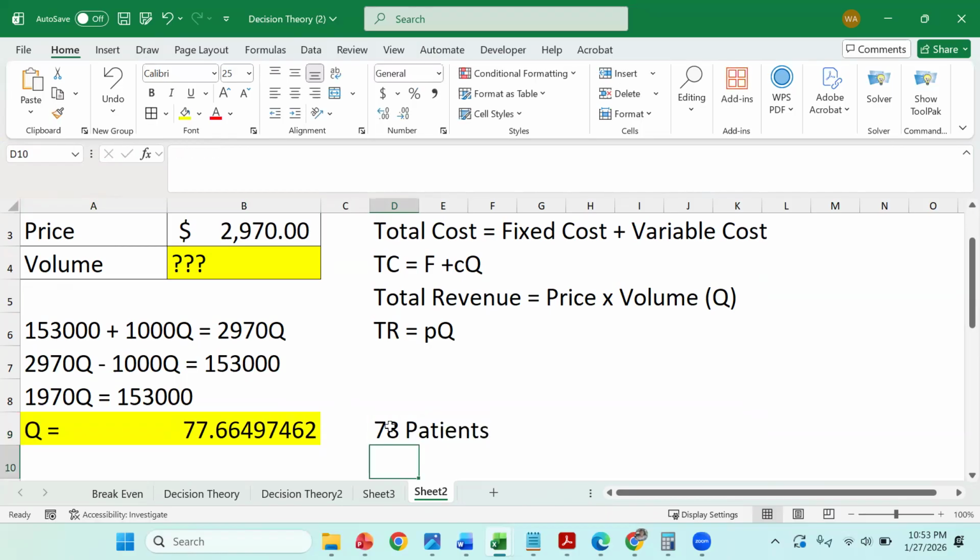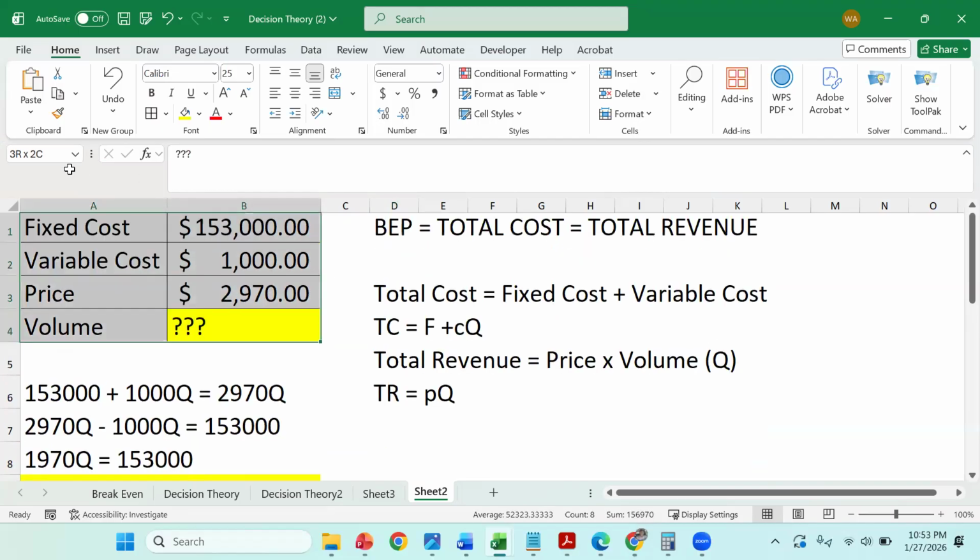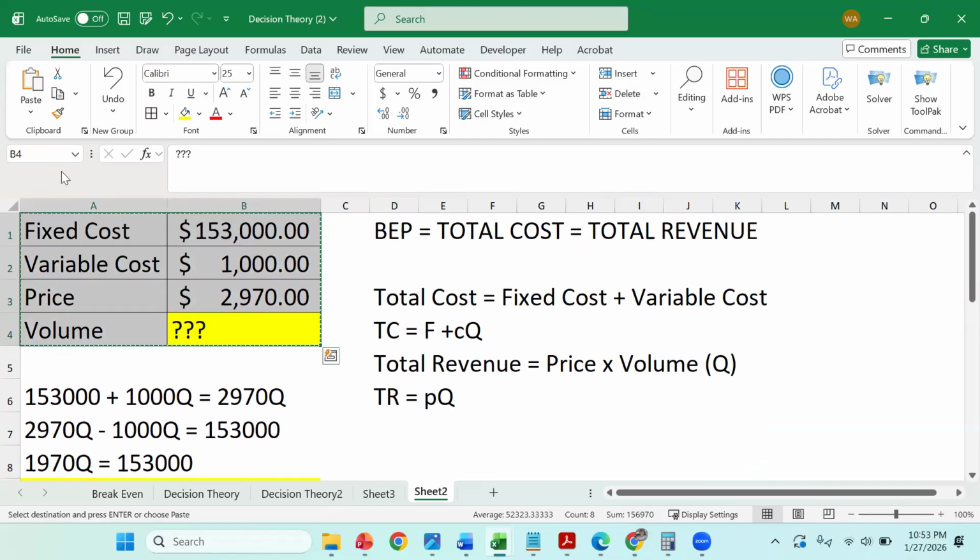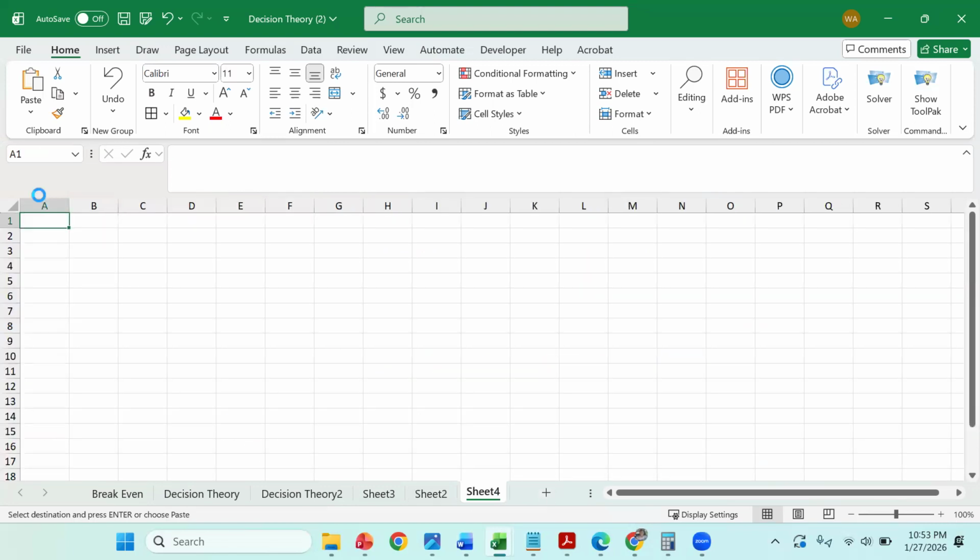So that's the algebraic approach: basically just set your total cost equal to your total revenue. Now let's do the same thing, but let's try and use Solver to answer the same question. I'm going to open a new tab and do it here.